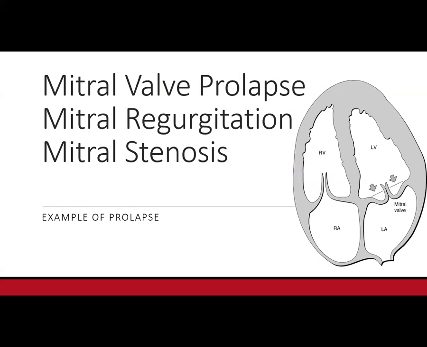So one of the first ones we're going to talk about is mitral valve prolapse, mitral valve regurgitation, and mitral stenosis. So on the side here, we've got an example of that prolapse. Prolapse is a condition in which the valve flaps of the mitral valve do not close smoothly. Instead, they tend to bulge or prolapse upward into the left atrium during contraction. So when we try to contract, instead of it having that close, it's pushing upwards.